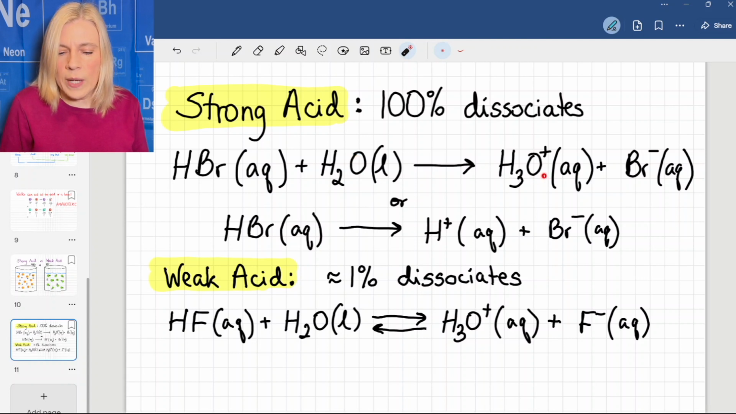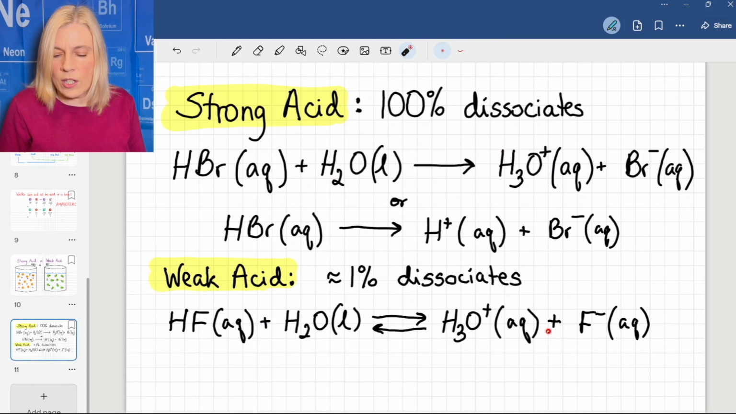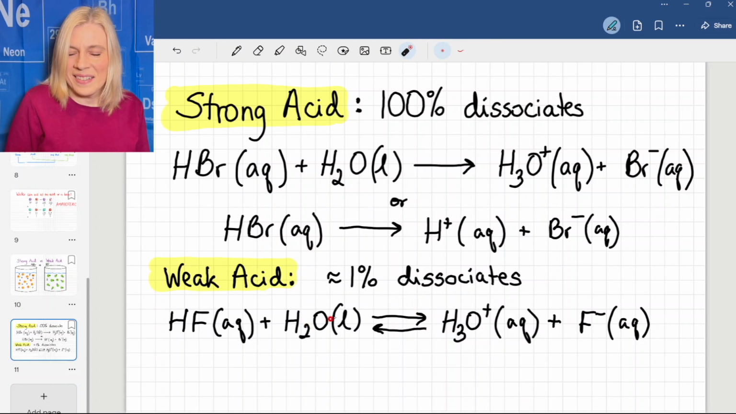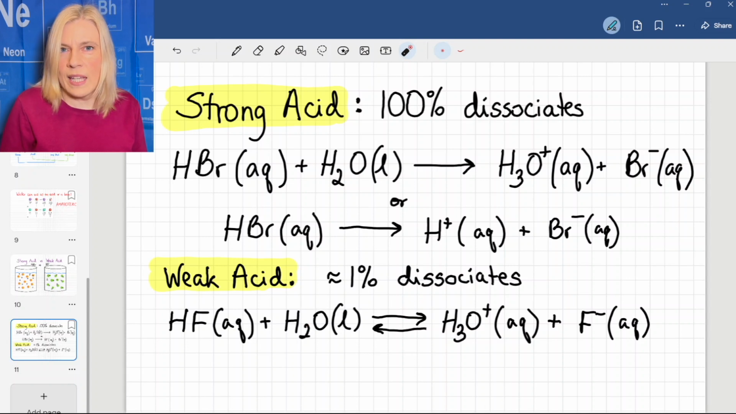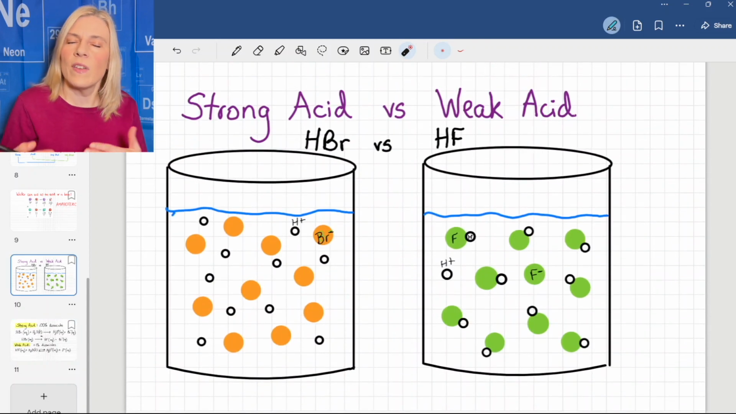But for a weak acid, we write HF plus water, and we write a double arrow, because once it dissociates, it will actually be coming back. It doesn't really want to give up this H+. So that's the definition of a strong acid and a weak acid. And the same thing applies to a strong base and a weak base.